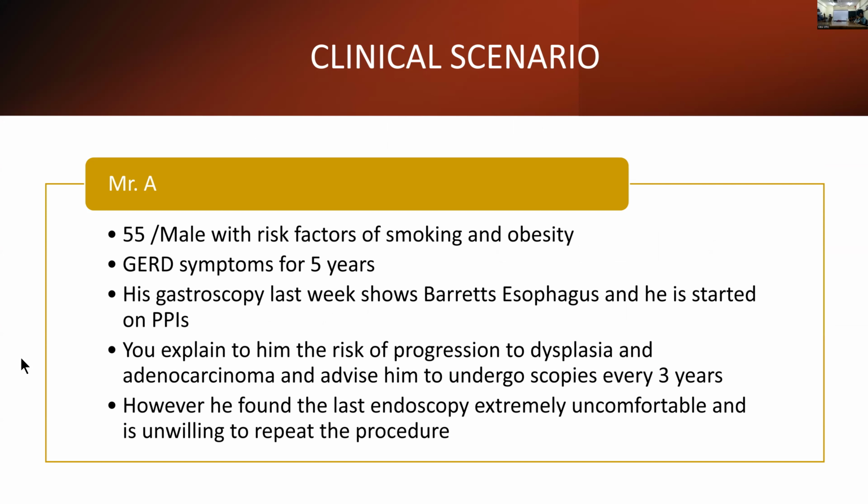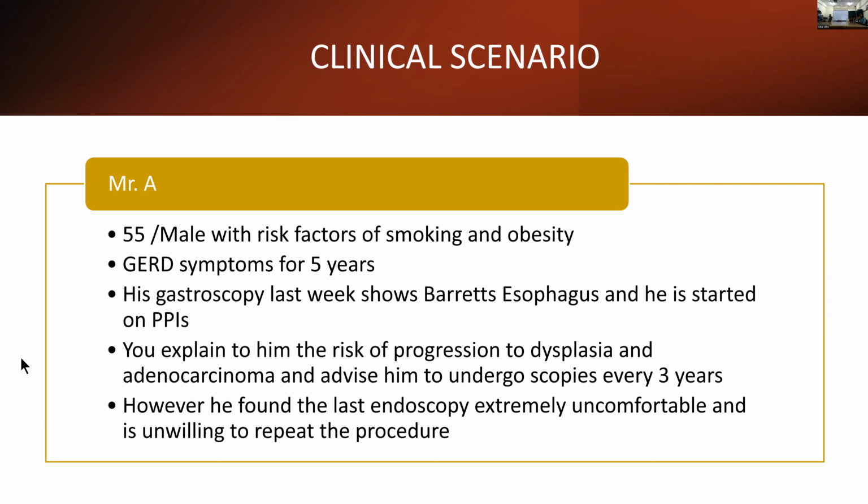Let's take a gentleman, Mr. A, a 55-year-old gentleman who comes to your OPD with risk factors of smoking and obesity. He also complains of reflux symptoms for the last 5 years. So you advise him to do an endoscopy, and his gastroscopy shows Barrett's esophagus about a 3 centimeter segment, and you start him on oral PPIs. You also explain to him that Barrett's esophagus is a pre-malignant condition, and there's a risk of progression to adenocarcinoma. And you tell him that he needs to undergo gastroscopy every 3 years.